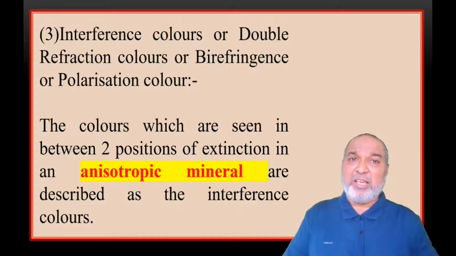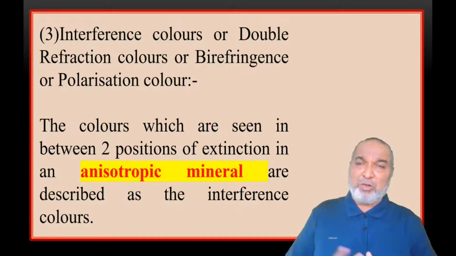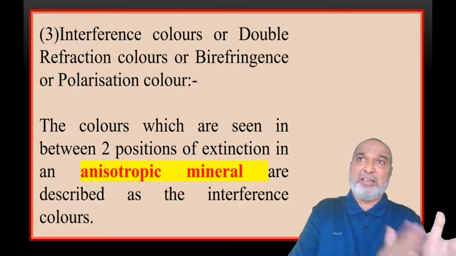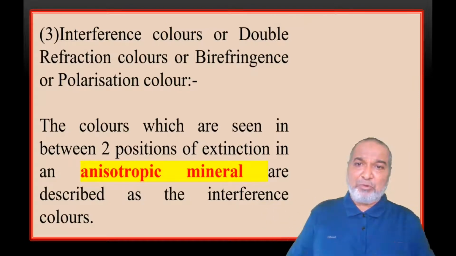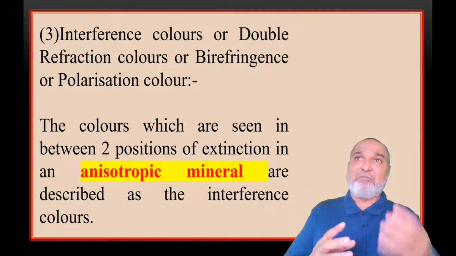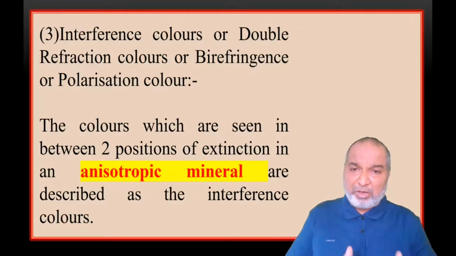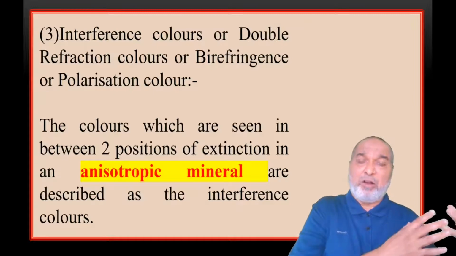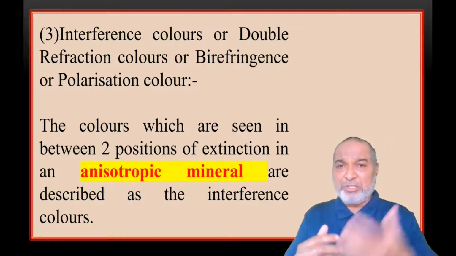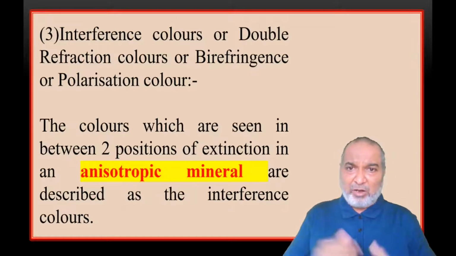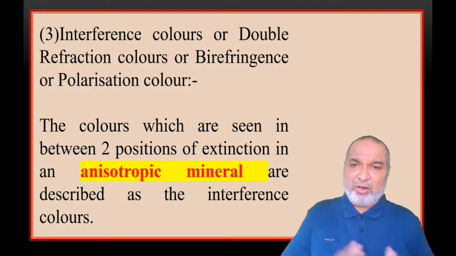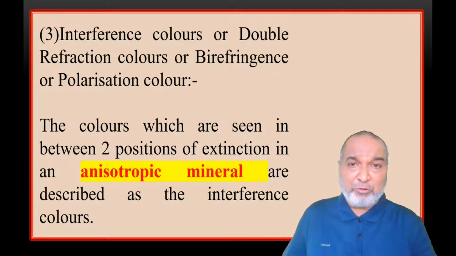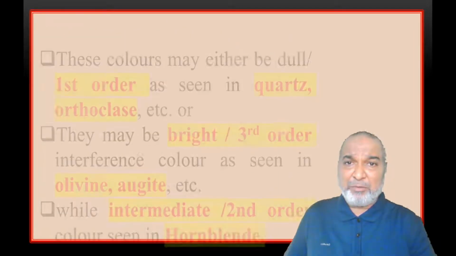So various colors have been given. Whatever lies between the two dark positions, you're going to get the colors. You have to identify the order of these colors, whether it is first order, second order, third order, or fourth order as per the Newton scale of interference color, or low, medium, high, or dull, bright, intermediate, whichever you feel. That is what you have to make out.